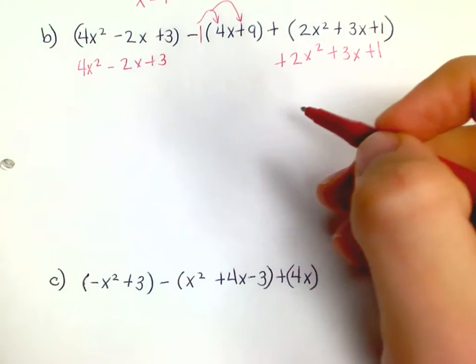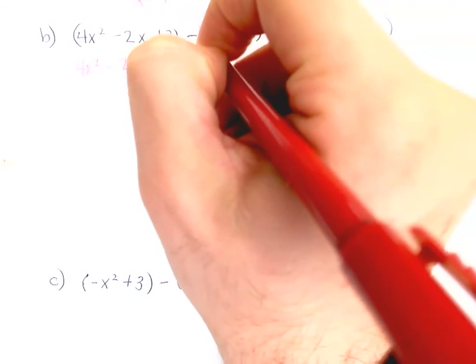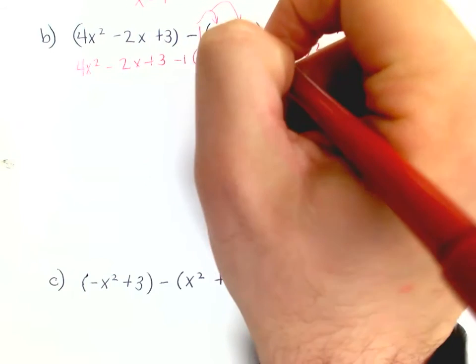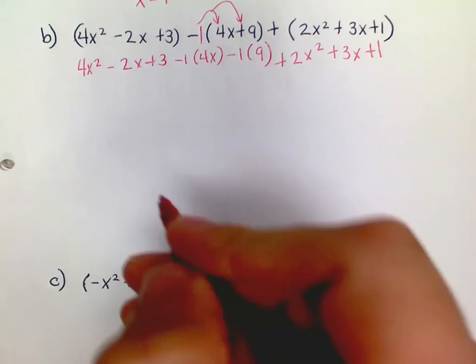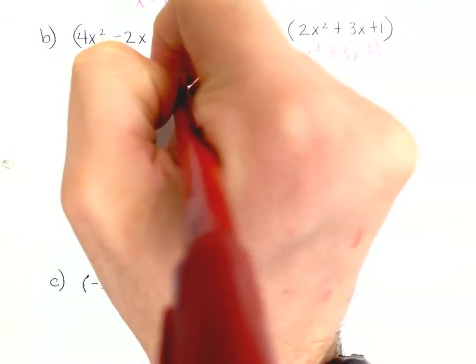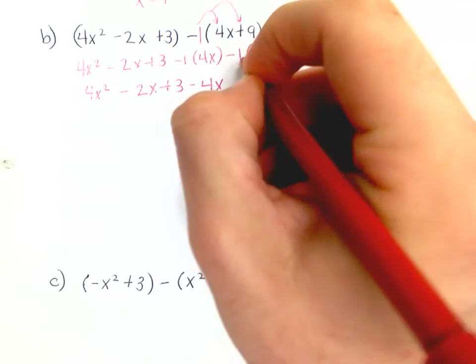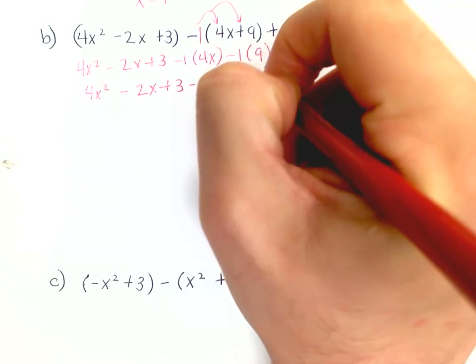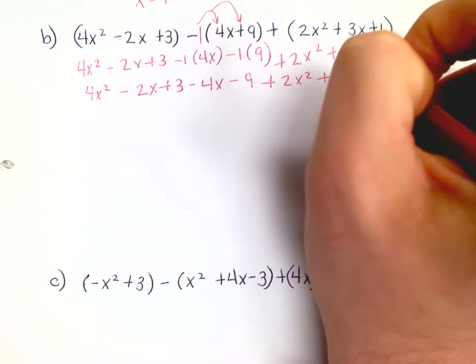So let's distribute that negative 1. So we're going to have negative 1 right here in the center, minus 1 times 4x, minus 1 times 9. Okay, for the next line, let's go through and simplify what we get when multiplying by that negative 1 across everything. So we have 4x squared minus 2x plus 3, minus 1 times 4x is a minus 4x. Minus 1 times 9 is a minus 9. Plus 2x squared plus 3x plus 1.